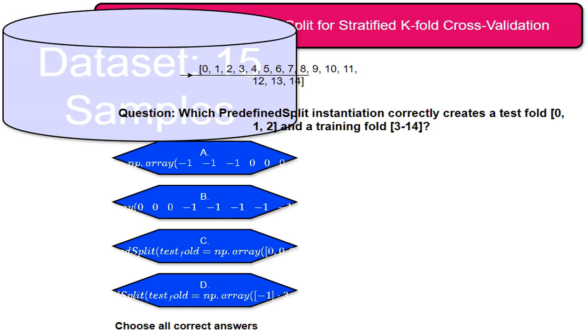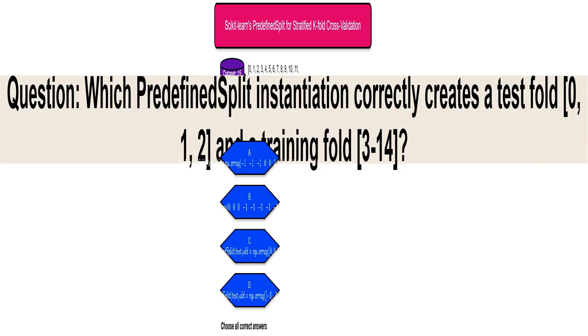We're working with a dataset containing 15 samples, or data points. Think of these as individual observations in your experiment. This number is crucial because it dictates the length of the array we use to define our training and testing sets. This question asks you to understand how to use PredefinedSplit in Sklearn. We need to choose the correct array that separates the 15 samples into training and testing groups, exactly as specified. Think of it like dividing a class of students into groups for a project.